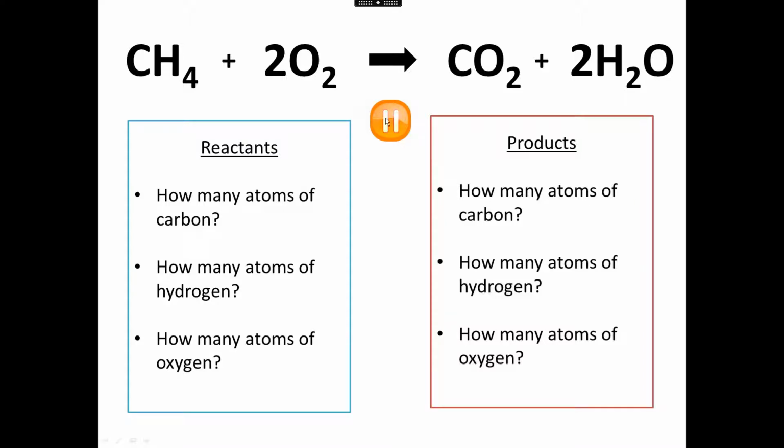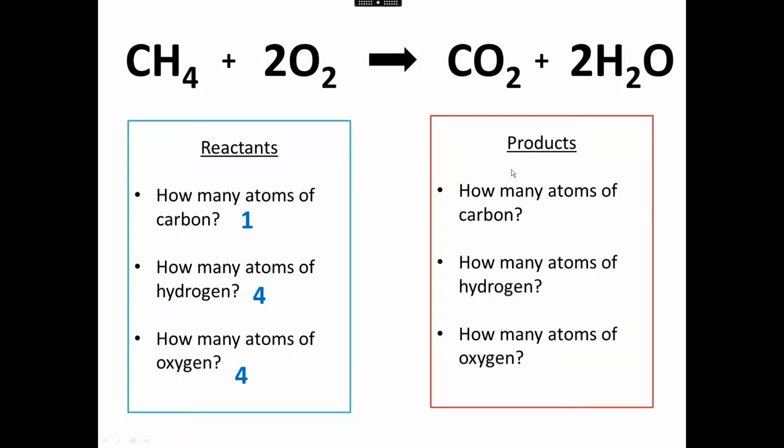Right, pause the video and have a look at the equation up here and try and count how many atoms of carbon, hydrogen and oxygen are on each side. Pause the video and work out the numbers. Here we go, let's have a look through. On the reactant side, there is 1 atom of carbon, 4 atoms of hydrogen, and altogether 2 lots of O2 makes 4 atoms of oxygen.